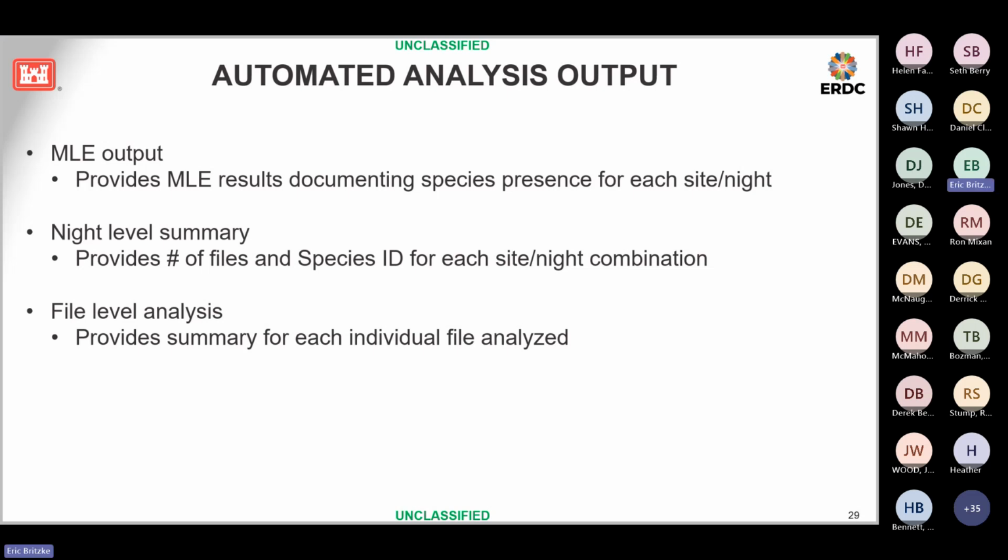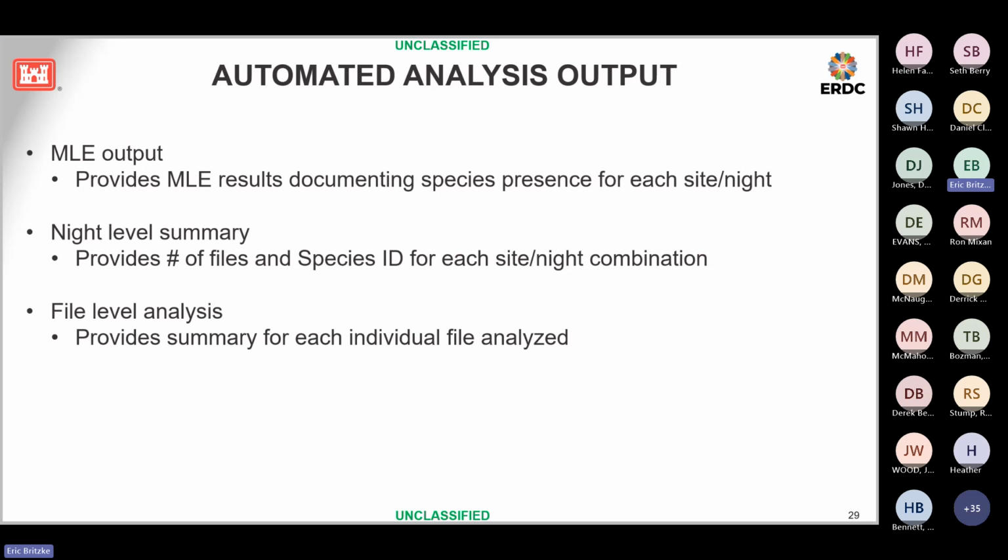So the MLE output, well, the automated analysis output, generally has three different levels of output. The bottom one is the file level analysis, and this is basically identifying how many pulses were identified as each species for each file. Very detailed level, and it does provide generally the species ID for that individual file. And so that provides a lot of information.